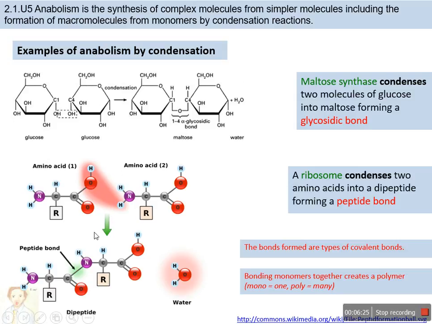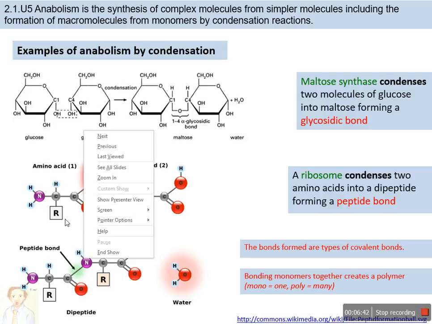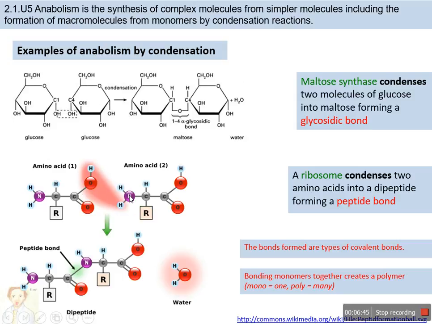Okay. A ribosome condenses two amino acids into a dipeptide, forming a peptide bond. So here's amino acid 1, amino acid 2. A condensation reaction occurs in the carboxyl group, and between the amine group of another amino acid. And so what happens again is the H2O is released as water, and a bond forms between the carbon of one carboxyl group and the N of the amine group of the other amino acid.